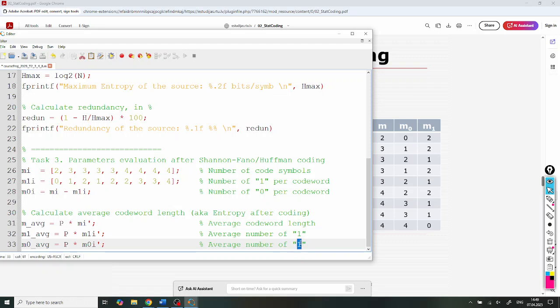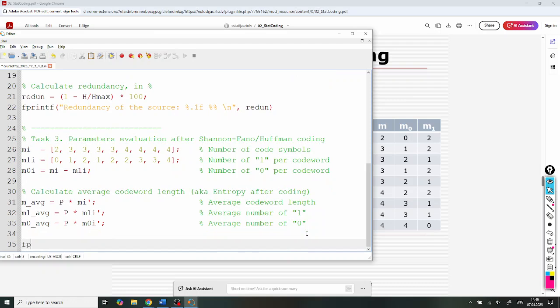Now, this average number of ones and average number of zeros are not of great interest in themselves, but we can use them to calculate the probability of getting 1 and the probability of getting 0 in your message. And as you know, in a chaotic and optimized system, this should be as close to 50-50% as possible. So that's what we need to verify.